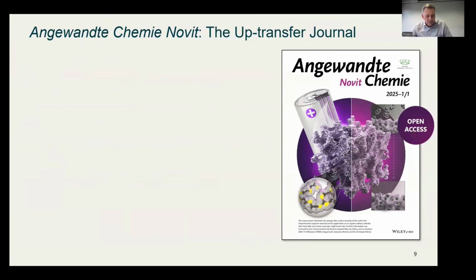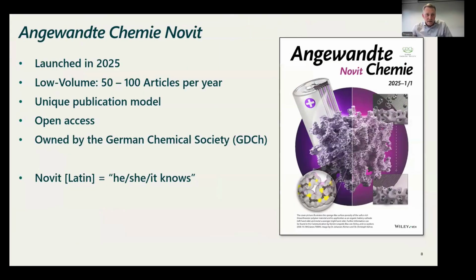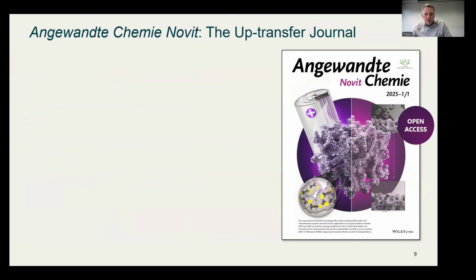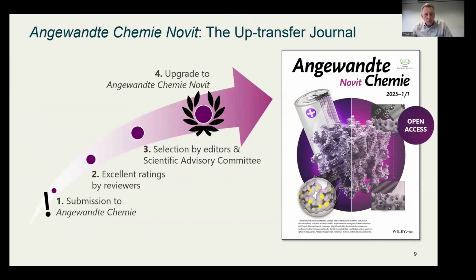Novit is special. The idea is as follows. One cannot submit directly to Novit. In order to publish in Novit, you submit to Angewandte Chemie. Exceptional manuscripts that receive very strong evaluations may be selected then for publication in Novit. The first selection step involves the handling editor and the editor-in-chief of Novit. This is then followed by a second selection step that involves 1 or 2 members of our scientific advisory committee.